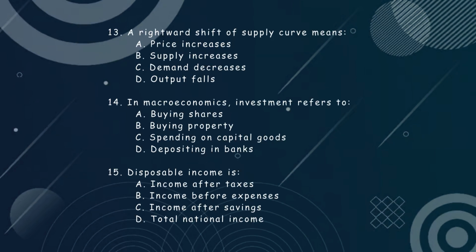Question number 13. A rightward shift of supply curve means: A. Price increases. B. Supply increases. C. Demand decreases. D. Output falls. Answer: B. Supply increases.